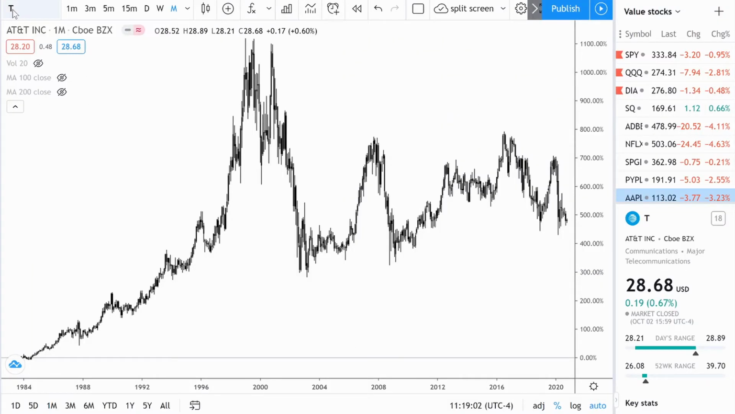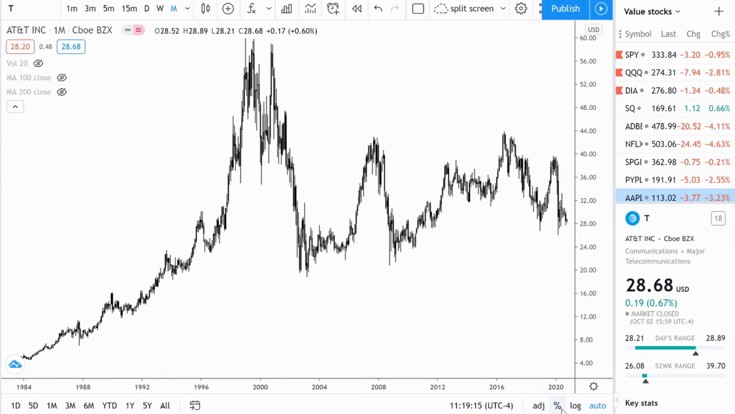And here is AT&T, ticker symbol T. You can see AT&T over the course of 36 years, right? This is back from 1984 all the way to 2020, has had a pretty good run up. And here, let's first do this. You can see it's only $28 right now. It did have a high of $59, but it started all the way down here at $4.